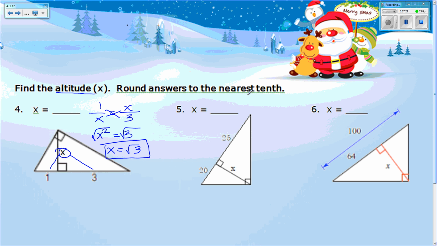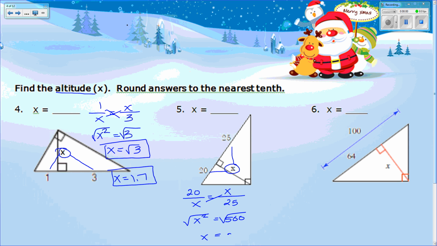If they wanted you to round to the nearest tenth, then you would type in the square root of 3 in your calculator to find out that X is 1.7. So depending on what it wants, it may want exact, it may want decimal, so make sure you're reading your directions. All right, on this one, here's your geometric mean. It's going to pair with the 25 and the 20. So you set up your proportion. X is the geometric mean. The other two numbers go in these remaining spots, and like I said, it doesn't matter which one goes where. X squared is 500. Take the square root of both sides. So X is 22.4.